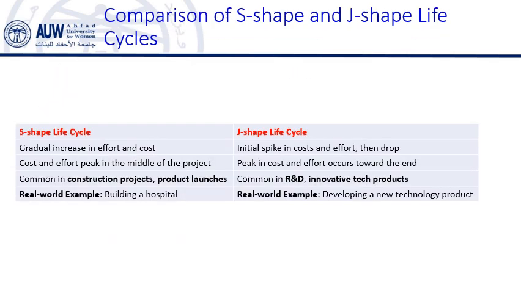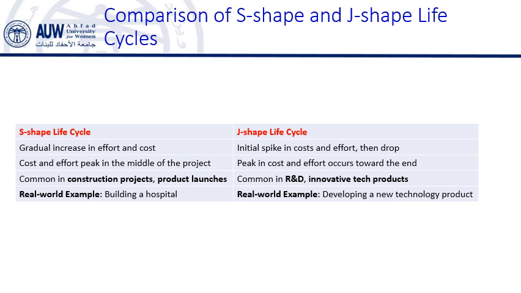So let us now explore the individual characteristics of both the S-shape and the J-shape life cycle and compare between them. Let us take a moment to compare and contrast these two patterns. Understanding these differences will help you determine which project life cycle fits a particular type of project based on its nature and objectives. Each project will follow a different pattern of life cycle. So we start with the S-shaped life cycle.